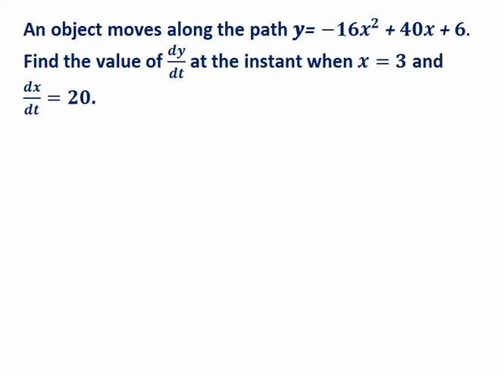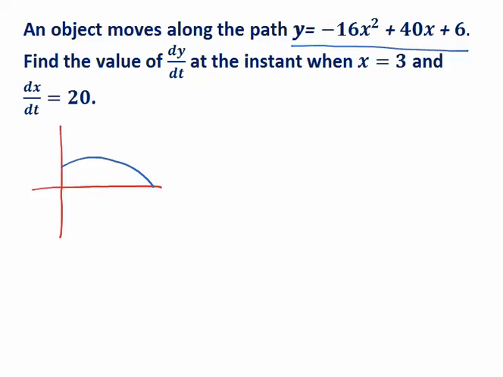So for example, this path might represent the trajectory of, say, a ball that's been thrown. Picture someone throws a ball and it arcs through the air like this. This sort of path of the object, that's what's being described by this equation. So as the object moves along this path from left to right, it's going up and down, so the y-coordinate is changing, and it's moving from left to right, so the x-coordinate is changing.